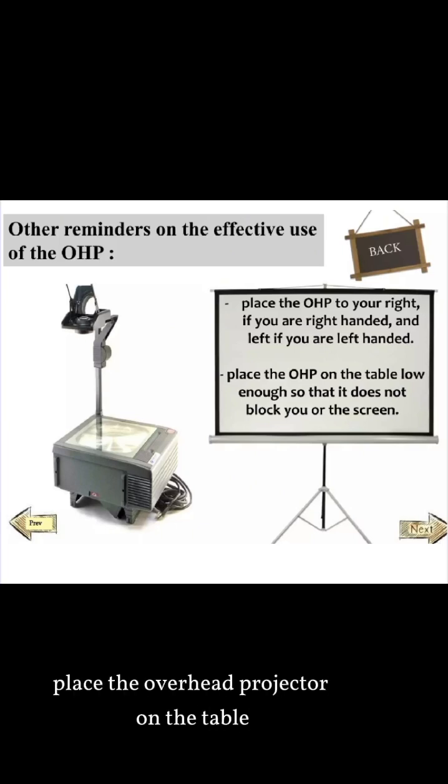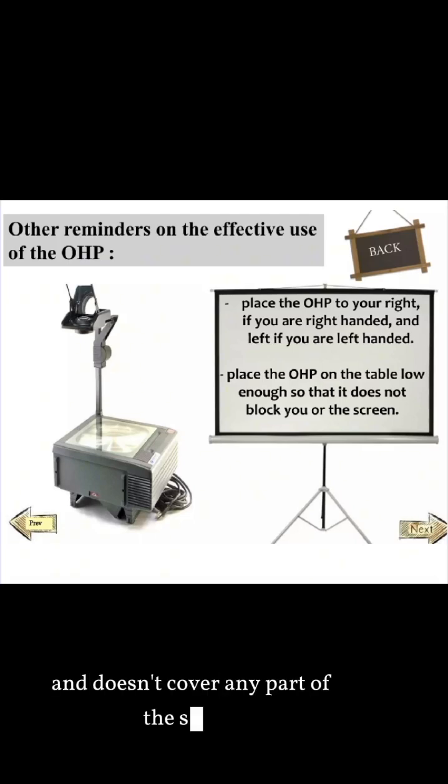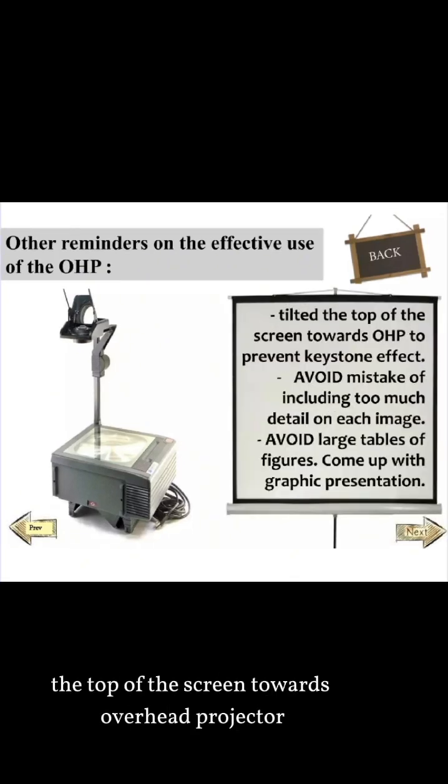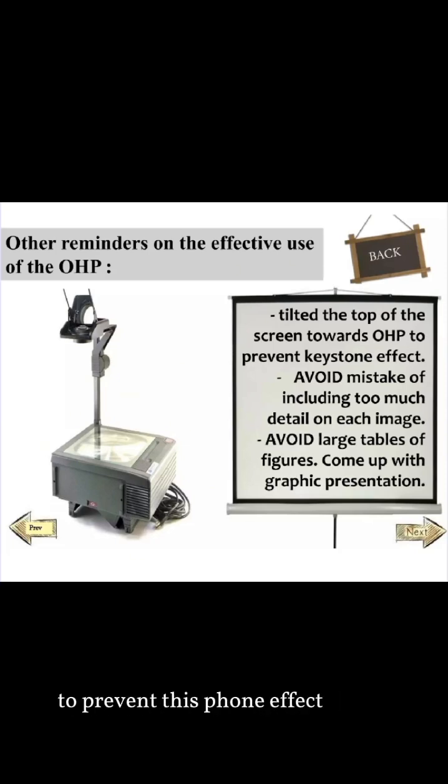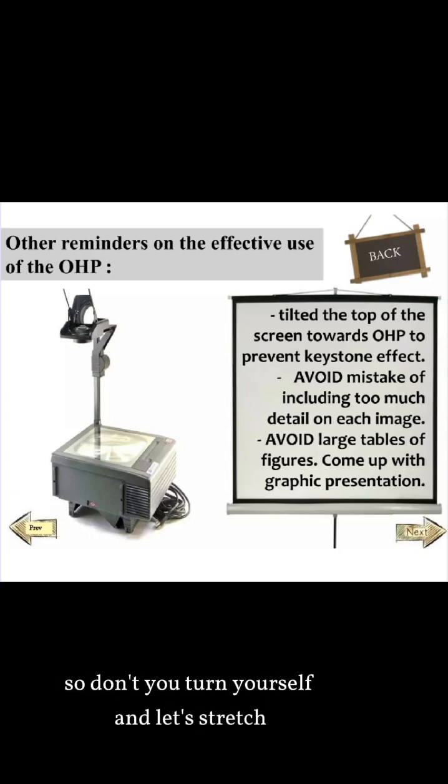Place the overhead projector on a table low enough so that it does not block you or the screen. The projector should be low enough so it doesn't get in your way and doesn't cover any part of the screen. Tilt the top of the screen toward the overhead projector to prevent the keystone effect. Tilt the top of the screen toward the projector so the picture looks straight and not stretched or uneven.